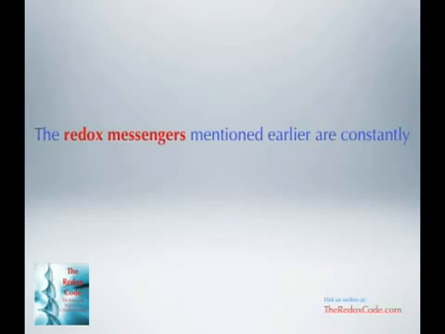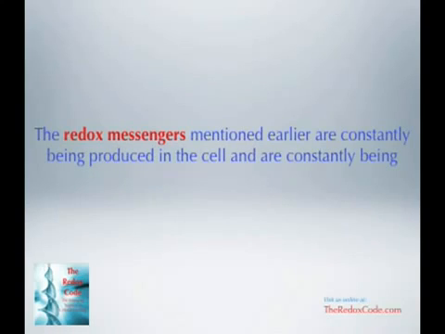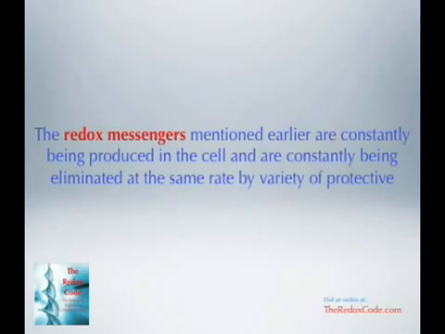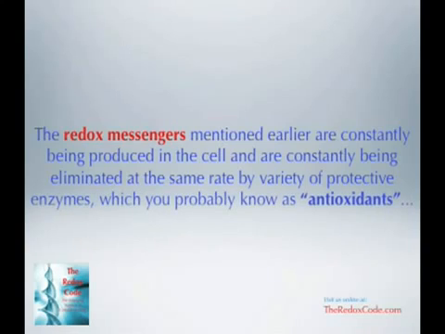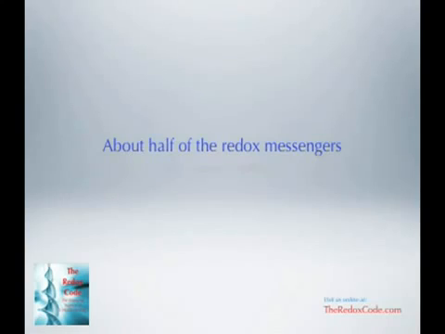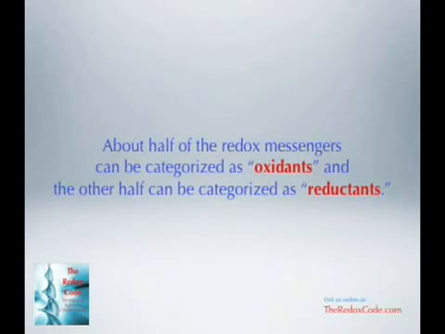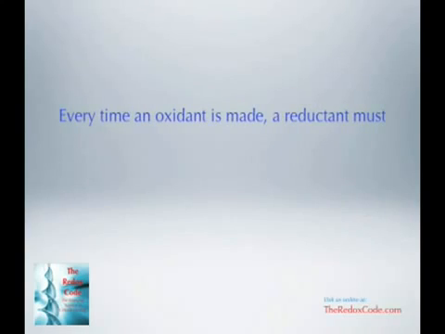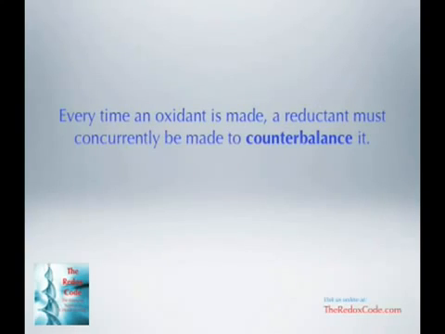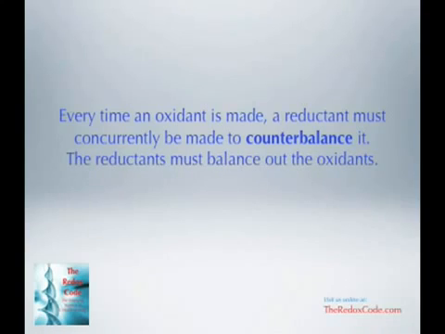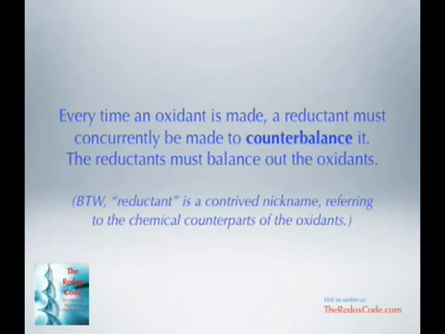Well, the redox messengers mentioned earlier are constantly being produced in the cell and are constantly being eliminated at the same rate by a variety of protective enzymes, which you probably know as antioxidants. About half the redox messengers can be categorized as oxidants, and the other half can be categorized as reductants. Every time an oxidant is made, a reductant must be concurrently made to counterbalance it. Now, the reductants must balance out the oxidants. By the way, reductant is a contrived nickname referring to the chemical counterparts of the oxidants.